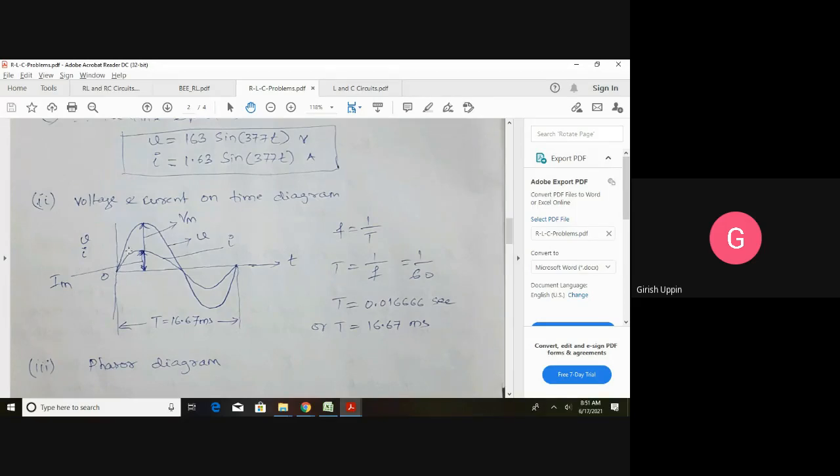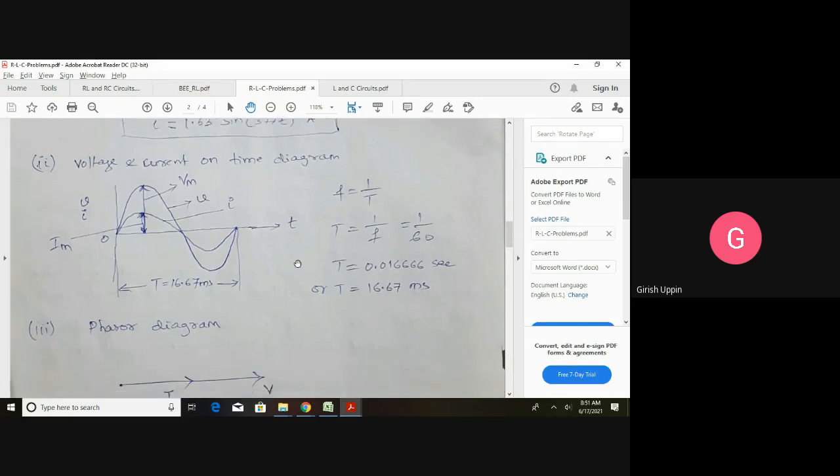And this is the current. Current also starts from 0 because both are in phase. So it also starts from 0 and it will have the same frequency. And this is the Im value, and our Im is 1.63. Both voltage and current are represented on the y-axis and the time is the x-axis.